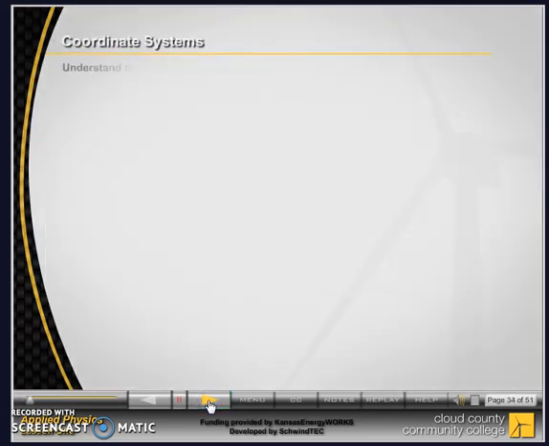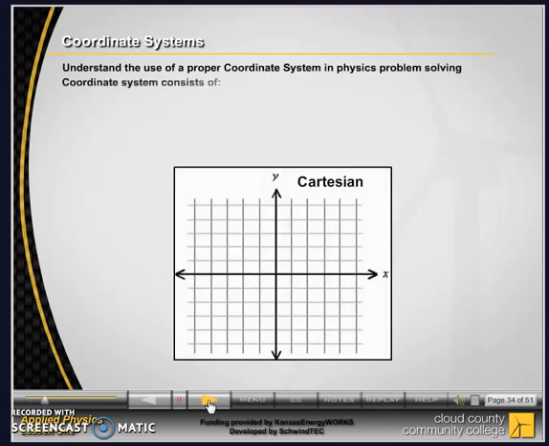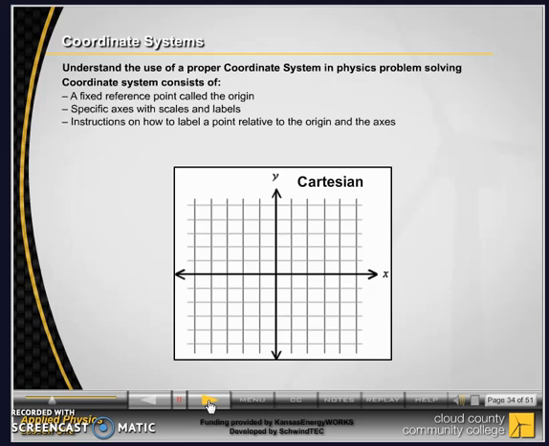Another important idea to understand is the use of a proper coordinate system in physics problem solving. A Cartesian coordinate system is oftentimes used to describe the position of a point in space. We will use a standard XY coordinate plane with each problem set that we work on in this class. Left is negative and right is positive, just as up is positive and down is negative.